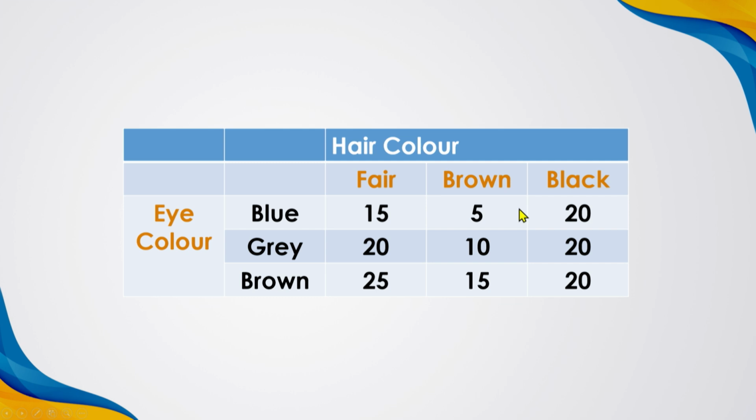So each observation speaks about 2 different attributes here. Similarly, I can go with another one, where you have the last value as 20. This 20 represents that 20 persons have black hair color and brown eye color.